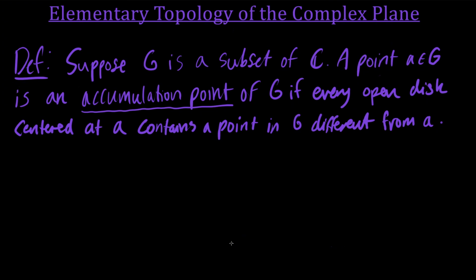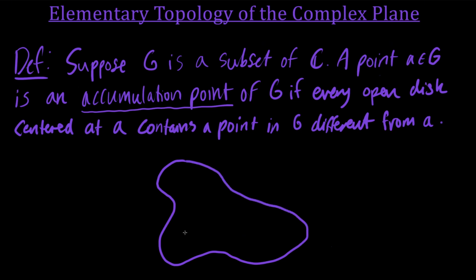Okay, on to our next type of point. Suppose G is a subset of C. A point A in G is an accumulation point of G if every open disk centered at A contains a point in G different from A. So let's consider another example. Let's say this is my subset of C and we'll label it G. Let's say I have this point in G and let's label it A. Is A an accumulation point of G? Well, we're going to have to check every single open disk. So let's just start with one of them. And let's say that this is the open disk that we're checking.